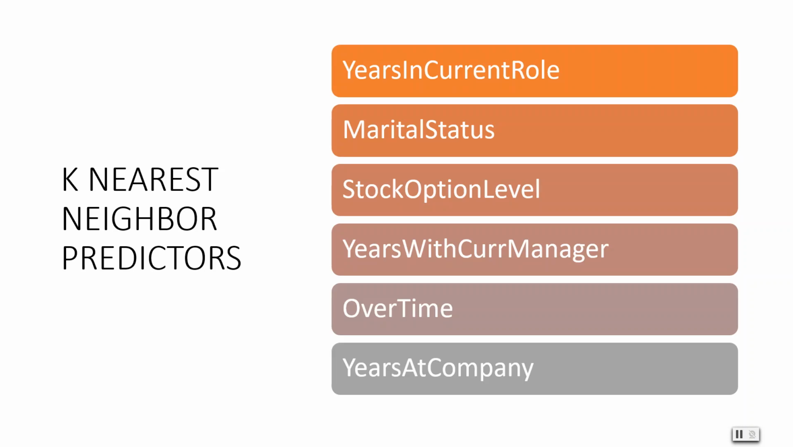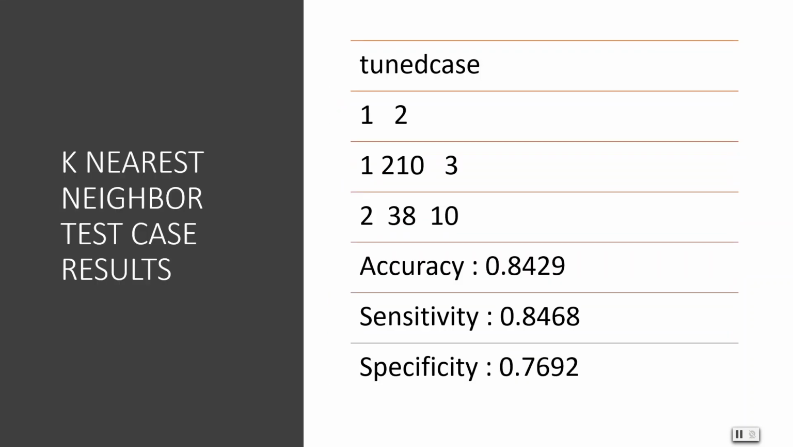With k-nearest neighbor, I was able to use a smaller number of predictors, and they were also very employee related, where marital status was the only personal predictor. This model had an accuracy of 0.84 with a sensitivity of 0.84 and a higher specificity, which met my requirement. You'll notice here that out of 48, it only successfully identified 10.